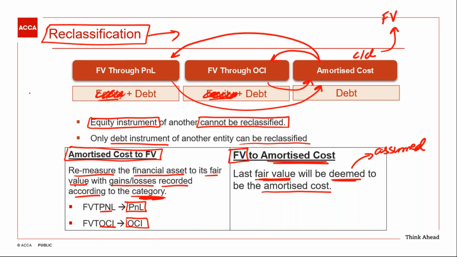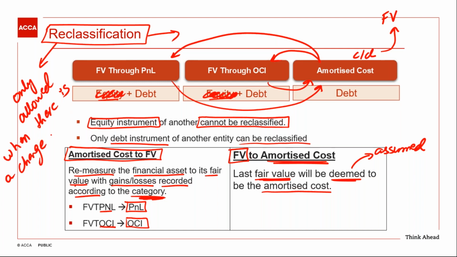And one more thing, that the reclassification is only allowed when there is a change in business model. This is only allowed when there is a change in the business model, and by business model we mean the intention. So if my intention has changed from long term to short term or from short term to long term, only then we are allowed to reclassify the financial asset.